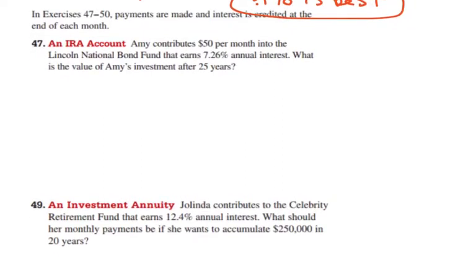Alright, and number 7, an IRA account is where Amy is going to contribute $50 per month into the Lincoln National Bank bond fund that earns 7.06% interest, and what is the value of Amy's investment after 25 years. So this is one where we're trying to figure out if it's future value or present value. And so taking a look at it, Amy has $50, but she has 0 at this current moment. And she wants a bunch of money in the end after 25 years. So if we're going to do that one, that means that we're going to have future value because it's 0 now and money in the future.